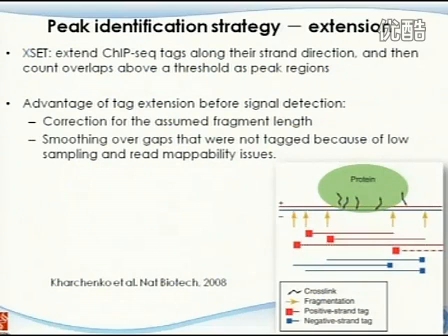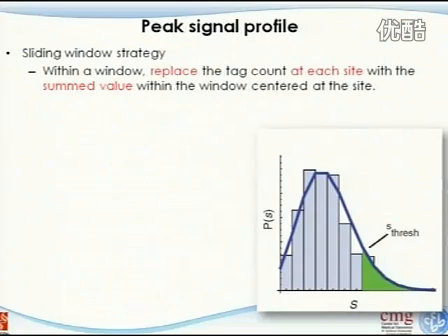Because of this feature of this protocol, keep in mind the two possible strategies. The first one is tag shifting. The second one is tag extension. Okay? They both have their own advantages and disadvantages. All right. Another thing that most algorithms do is called a sliding window strategy.